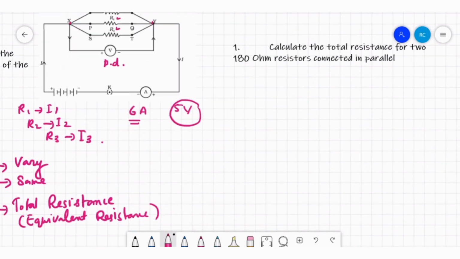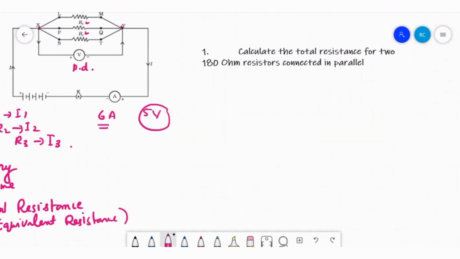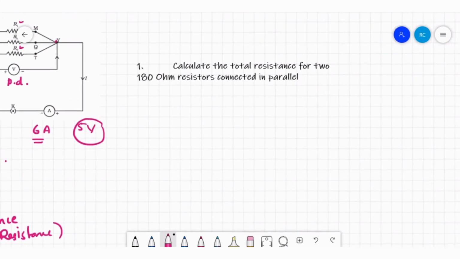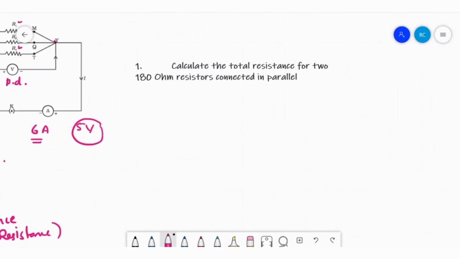Now we can solve one problem using this formula. Calculate the total resistance for two 180 ohm resistors connected in parallel. So the connection is a parallel connection, and you have to calculate the total resistance. Total resistance means Rp. You have to calculate.